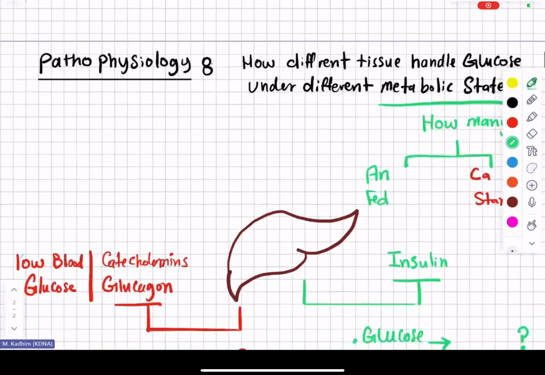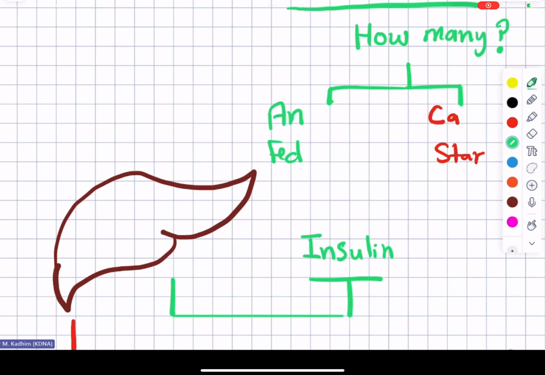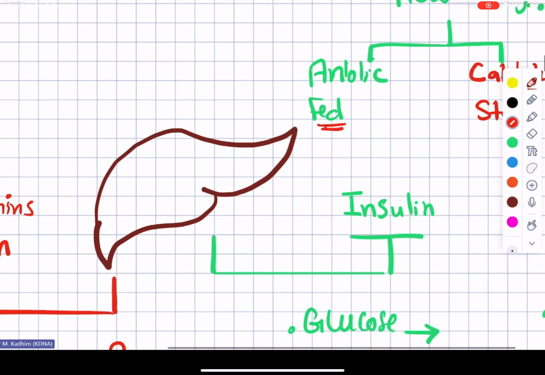A little glimpse of pathophysiology. The pathophysiology of DKA depends on how the different tissues handle glucose under different metabolic states. So think about how many metabolic states we actually have in our body. What do you think? There are two metabolic states to be fair: anabolic and catabolic, exactly. Anabolic, or fed state, and catabolic, or starvation state.